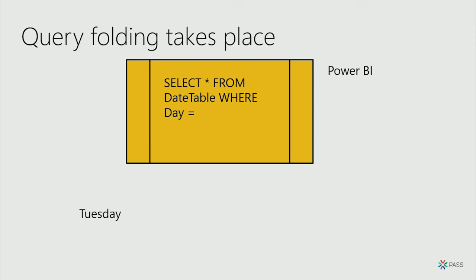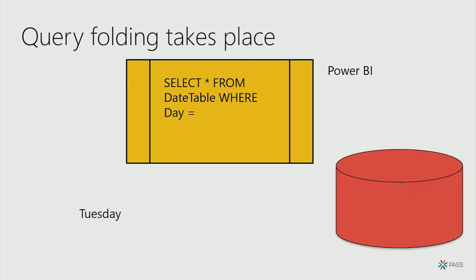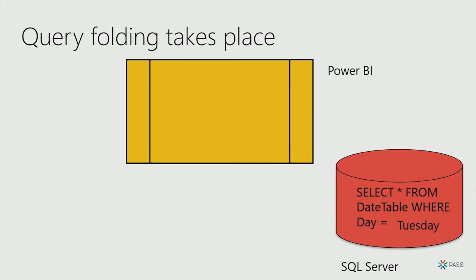If query folding takes place, what Power Query can do is grab the name of that day from Excel, and then when query folding is taking place, take that name of the day, put it into a SQL query that it runs against SQL Server, and run that query against SQL Server. So that's query folding working by taking the name of a day from one data source, putting it in the where clause of a query, and sending it to another.